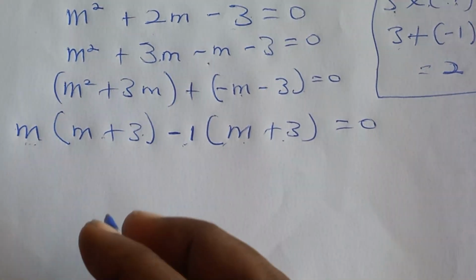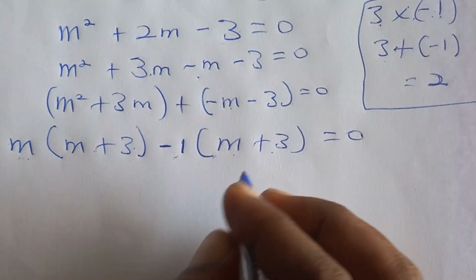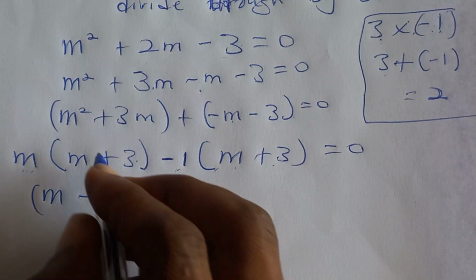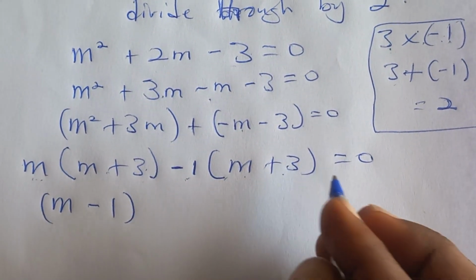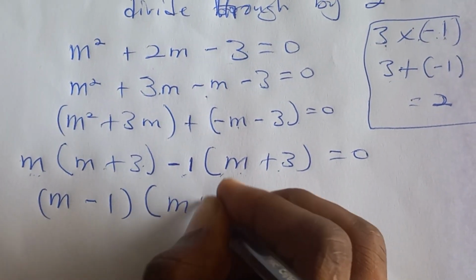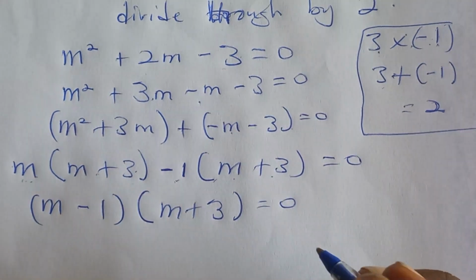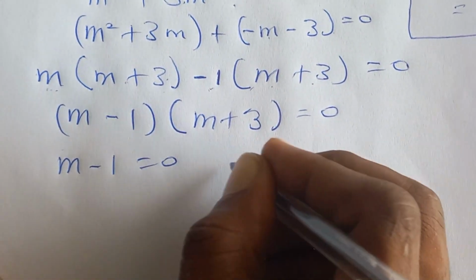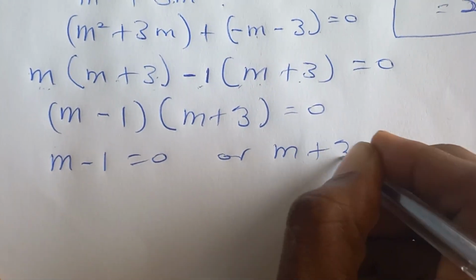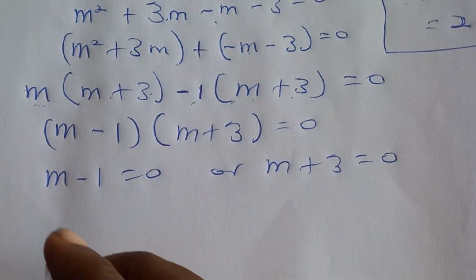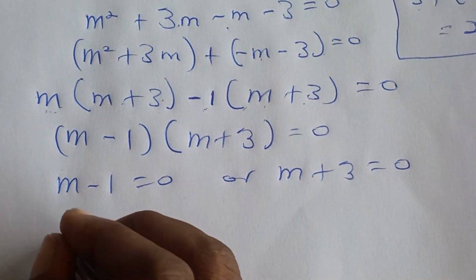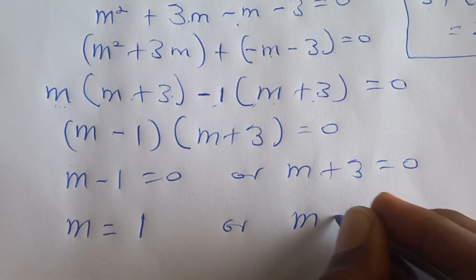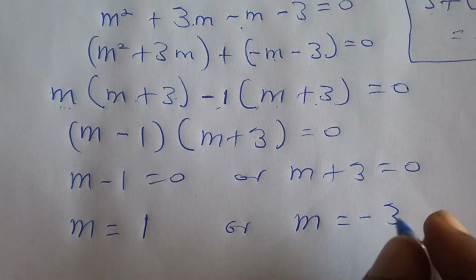We take the constants outside of the factors. So we get m minus 1 in one bracket. Then you choose in between this since they are the same, bracket m plus 3 is equal to 0. So we can say that m minus 1 is equal to 0 or m plus 3 is equal to 0. So making m the subject here, we get m is equal to 1 or m is equal to -3.